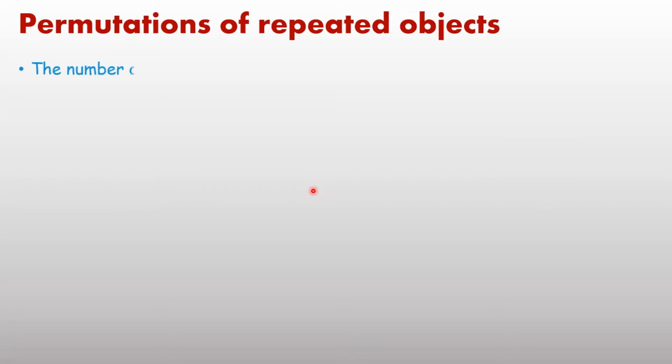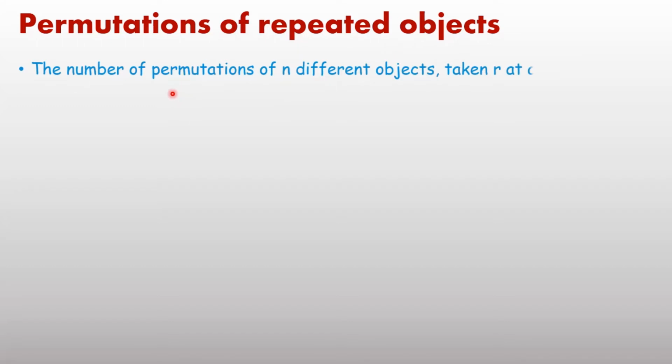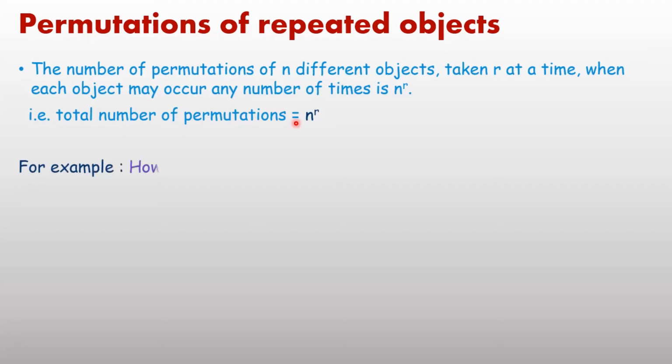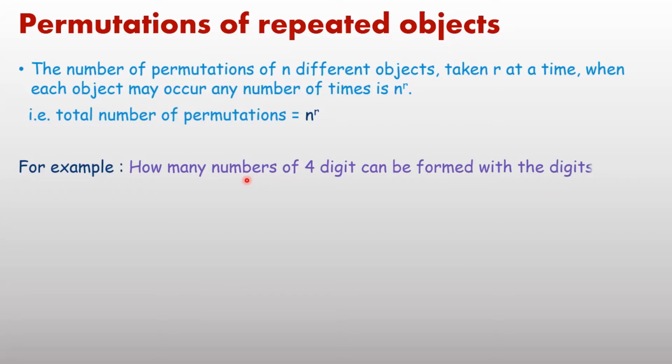Now, main topic: permutations of repeated objects. The number of permutations of n different objects taken r at a time, when each object may occur any number of times, is n power r. That is, the total number of permutations equals n^r. Now, explanation. Just one example by which you can understand the meaning.